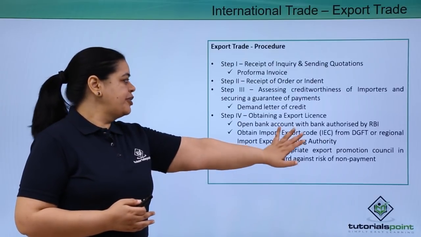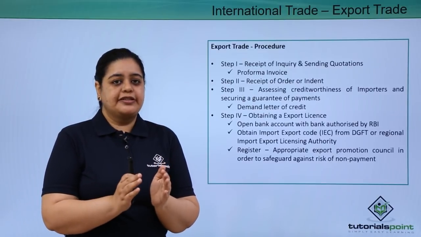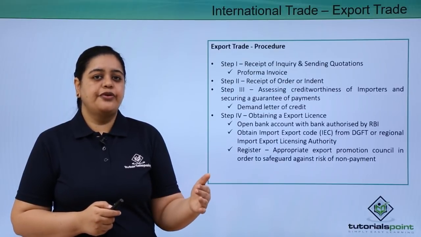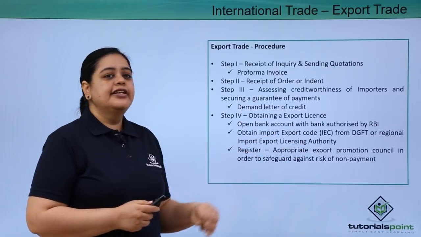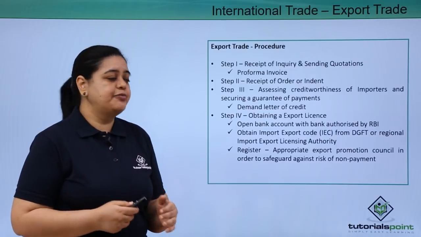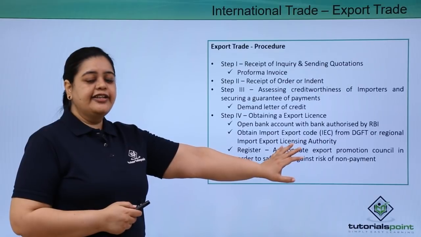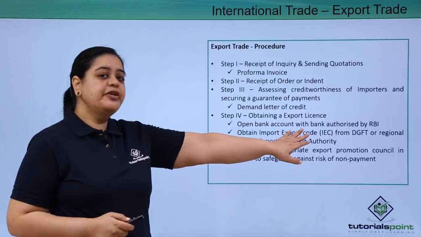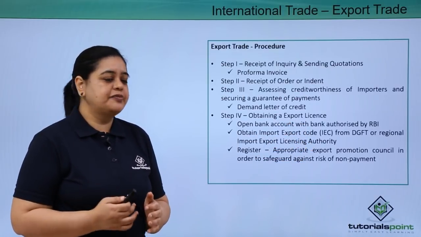Now generally remember, although we are doing the steps in this manner, an exporter, a business organization, once they decide that they wish to enter into the business of export, will start doing the procedure which is required for getting an export license. For getting an export license you have to first open a bank account. This would be with a bank that has been authorized by RBI for carrying out export trade.